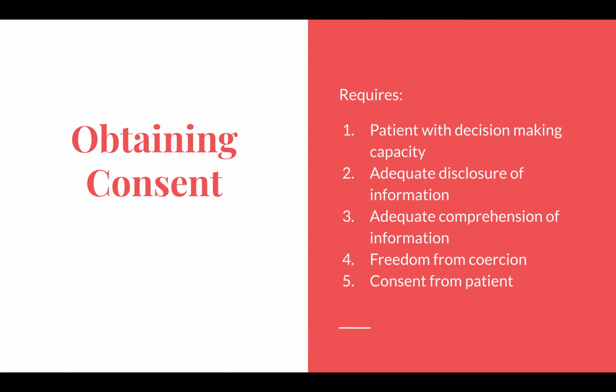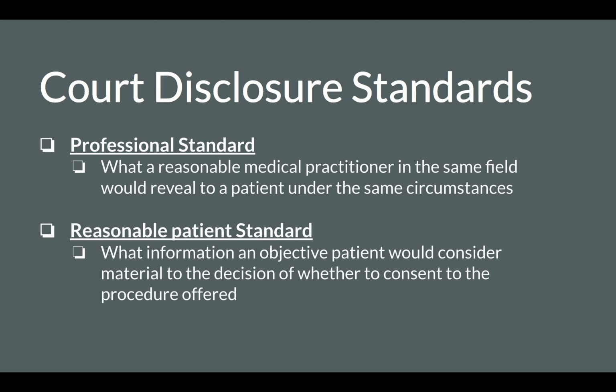So obtaining consent, who can give informed consent? Of course, the patient with decision-making capacity can sign their own consent forms. You must have an adequate disclosure of information. Patients must have an adequate comprehension of the information. They must be free from coercion by either family members or friends. And then you receive actual consent from the patient. So those are the five things needed to obtain informed consent from a patient.